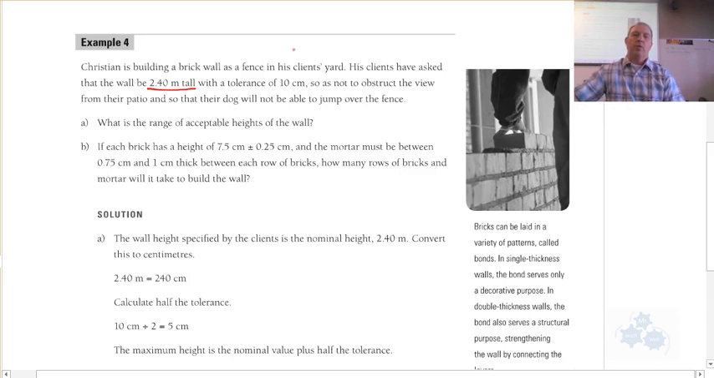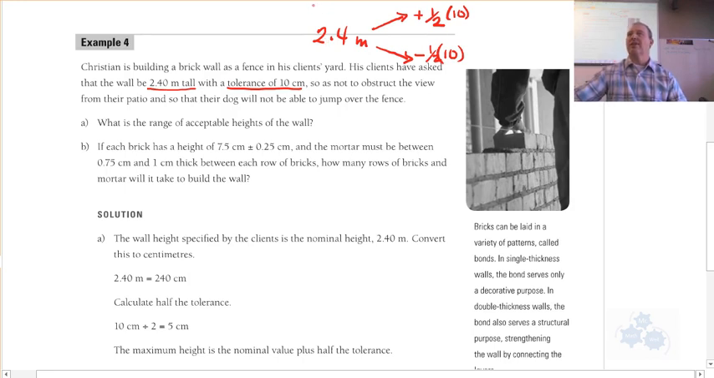Okay, so they're asking you for what is the maximum and the minimum. Well, this shouldn't be too hard, really, should it? We've got 2.4 meters is the target, and I need to find out what's the maximum it could be or the minimum it could be. So this one is plus 1/2 of the tolerance. So plus 1/2 of 10, and this would be minus 1/2 of 10. So if you have a number that's in the middle of the range, you add half of the total range, and then you subtract half of the total range to get the maximum and minimum.